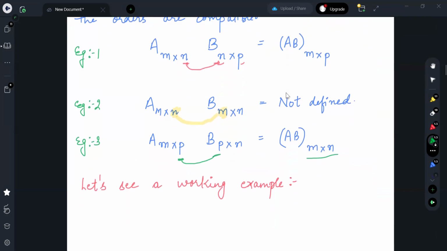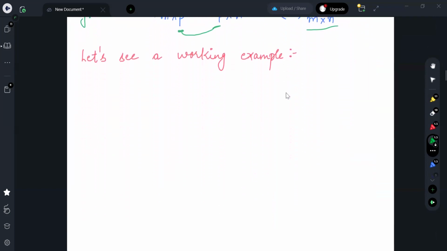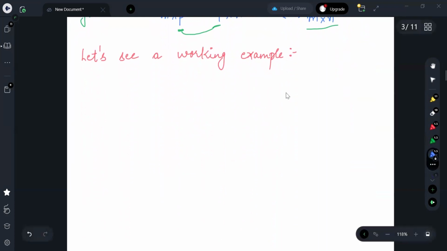Now let's look at a working example. So I need to do this from scratch for you to be able to understand this. I'll take an easier example. Let's see one that works. Because if it doesn't work, then you can just say the matrix product is not defined and leave it at that one line, right? So I need to give you an example that works.